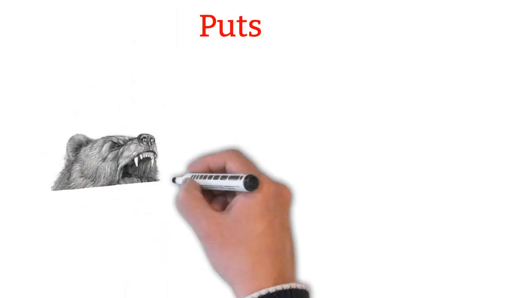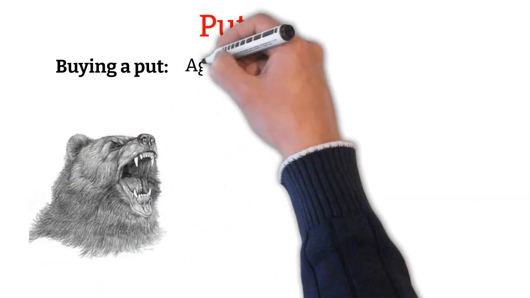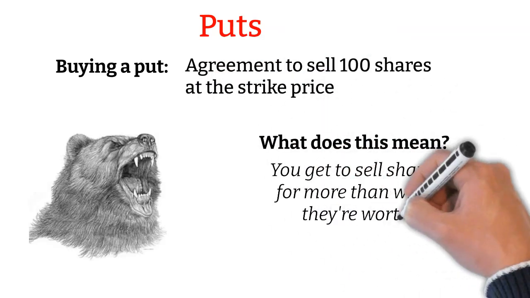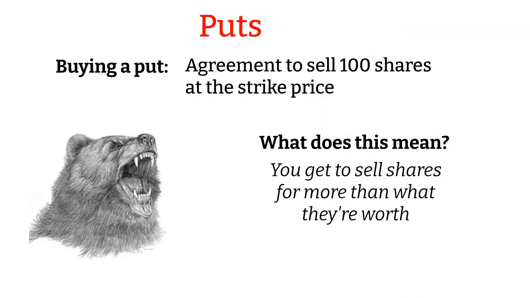Alright, now let's talk about puts. Puts are a bearish trade where you need the price of the underlying stock to go down. When you buy a put, this gives you the right to sell 100 shares at your contract strike price. But what does that mean, and how do you profit from it? So what this allows you to do is to sell shares for a price that is higher than what they're currently trading at.